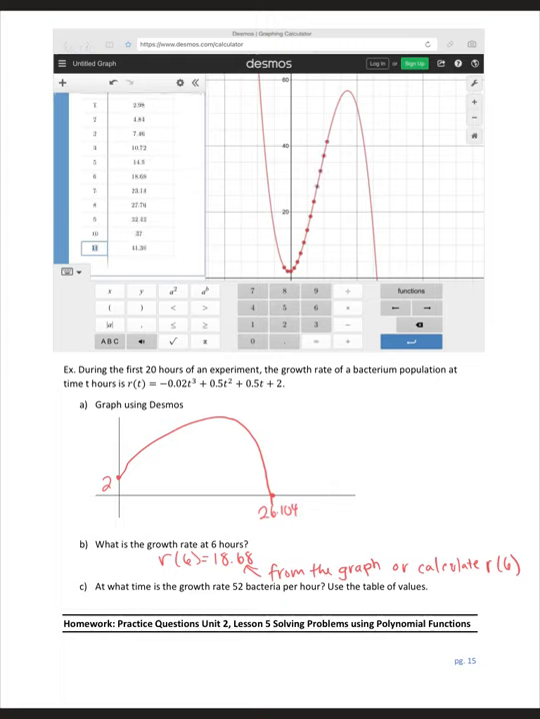So at 10, we have 37 bacteria. We're getting closer to 52. So at 14, we have 52.12 bacteria. So I think that that would make sense for our solution. So at what time is the growth rate 52 bacteria per hour? So we can say that occurs at 14 hours. And that's it for your note for today.